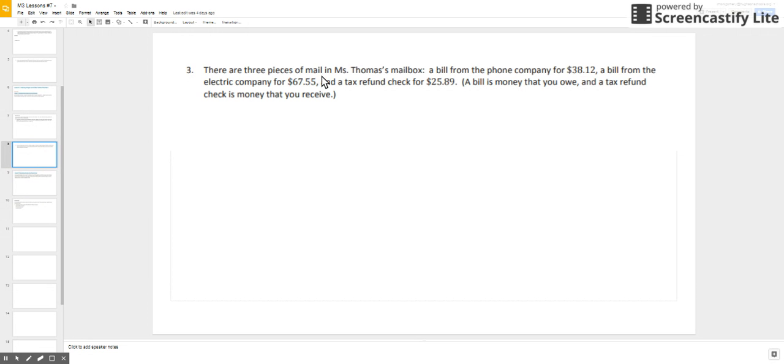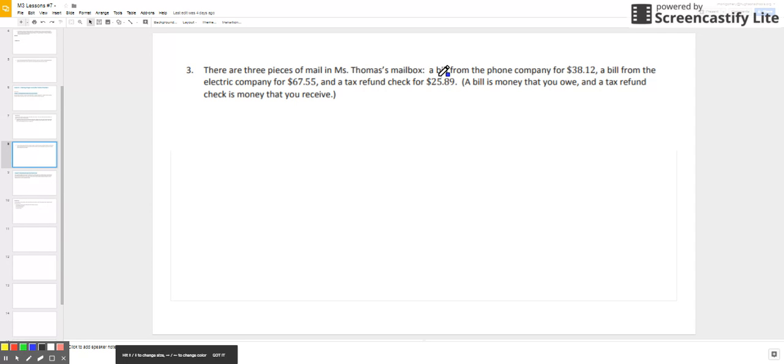It says there are 3 pieces of mail in the mailbox. A bill for the phone company of $38.12, a bill from the electric company for $67.55, and a tax refund check for $25.89. Well, if you don't know, a bill is money that you owe, and a tax refund check is money that you receive. So it's something you get back. A refund is something you get back, whether it's taxes or something else.